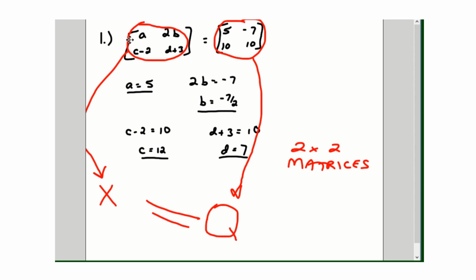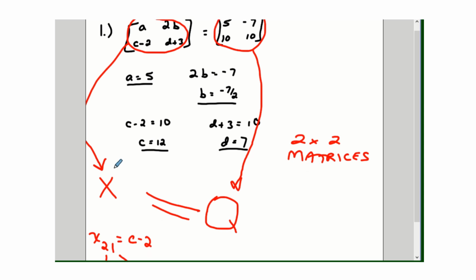So we could call that matrix X for your variable matrix, and it needs to equal this. Maybe call it matrix Q or A or B or whatever you want to call it. They're both 2 by 2 matrices. The only way the matrices can be equal is if their dimensions, this is called the dimensions here, 2 by 2, those are called dimensions, are the same, and then each element has to equal each corresponding element.